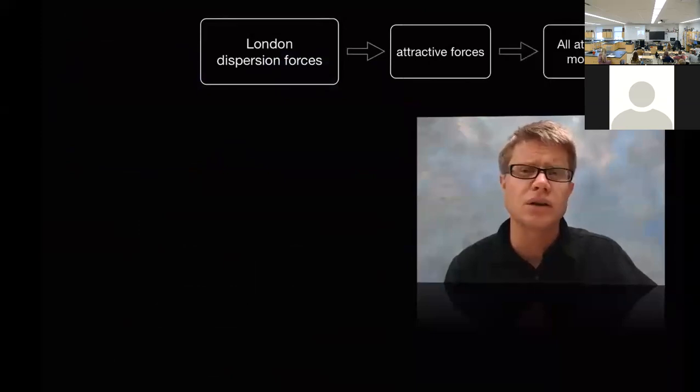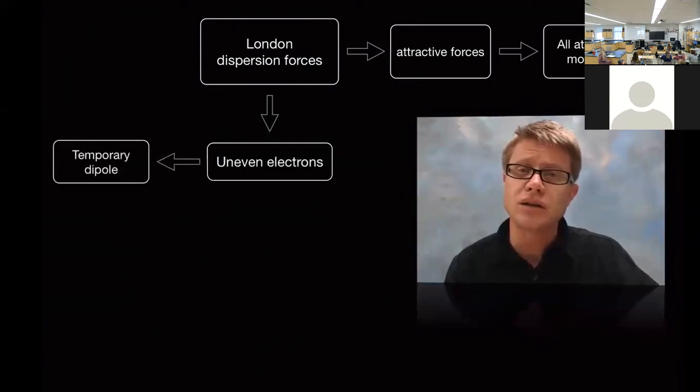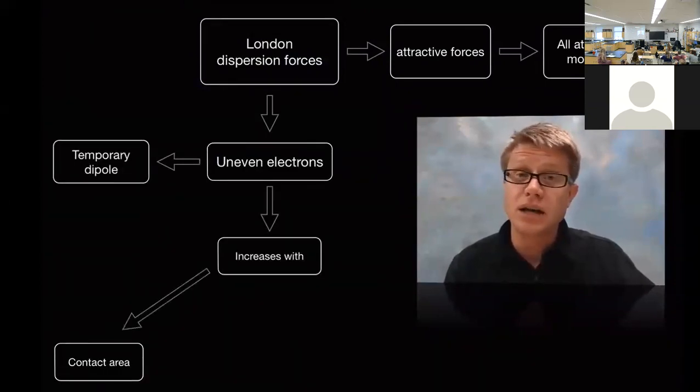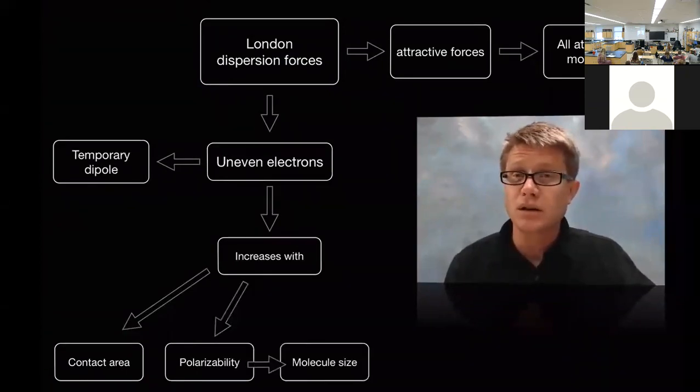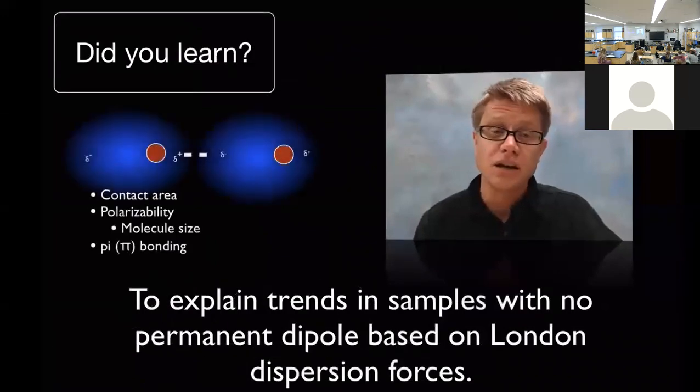So again, what are they? They're attractive in nature, found in everything. Uneven electrons create these temporary dipoles. Remember, what increases it, our list would be contact area or surface contact, also the polarizability, which is based on the molecule size, and pi bonding. Can you do that? Could you explain these trends? If you can remember those three things, you've got it, and I hope that was helpful.